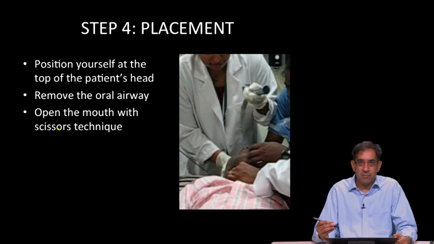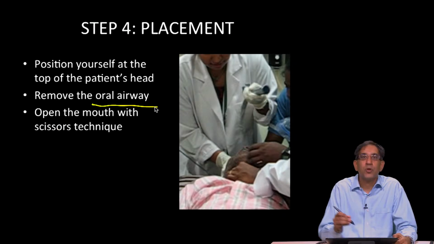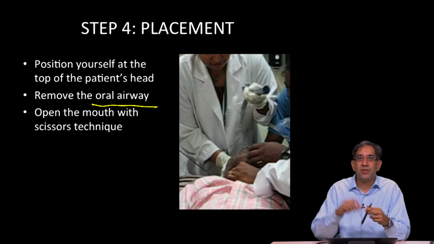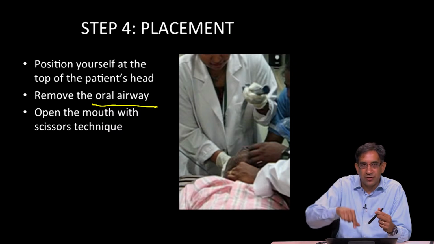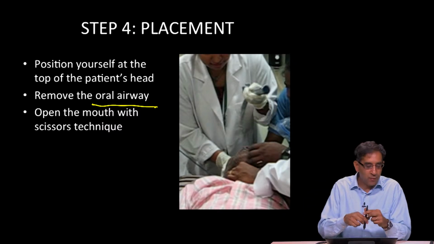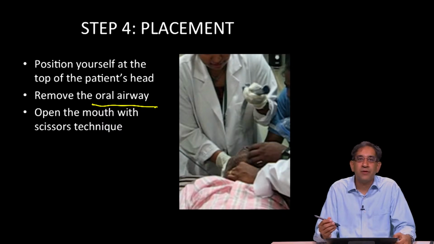So the first step in placement of the endotracheal tube is to position yourself at the top of the patient's head. If the patient has an oral airway, you want to remove it, and then you're going to open the patient's mouth with something called the scissors technique. You're going to get your fingers in there and twist your hands together, and that will open the patient's mouth.